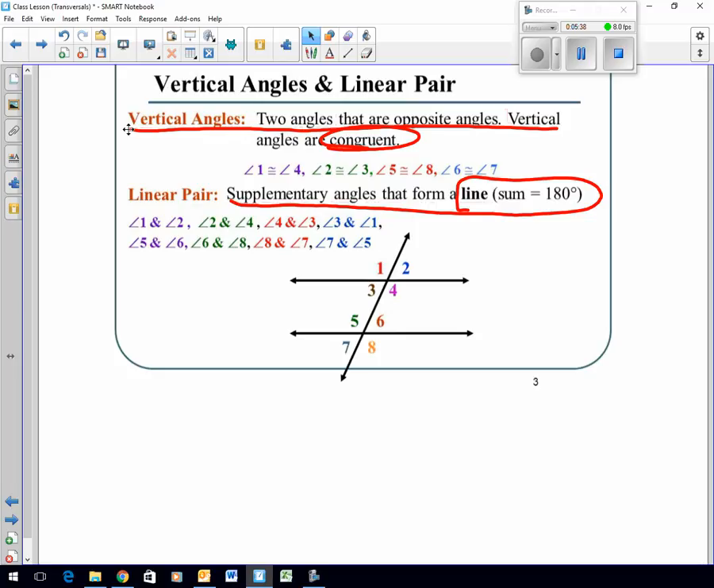When I talk about supplementary, listen to how I say this. There's one special angle relationship that is congruent and supplementary: 90 and 90. They're congruent to each other. They're also supplementary at the same time. So can complementary also be the same thing? Most of the time it's not. You understand what I'm saying?